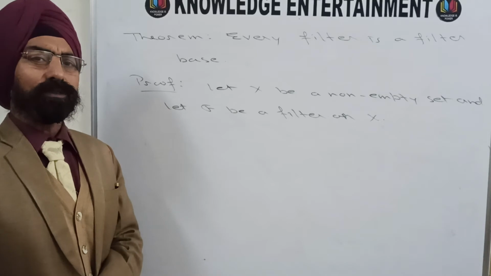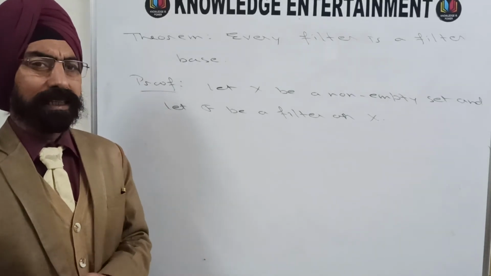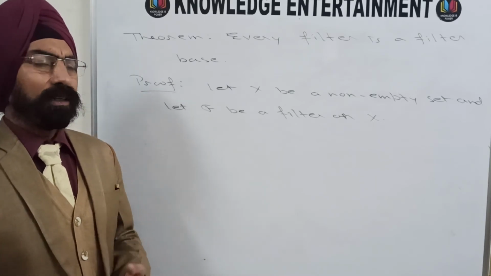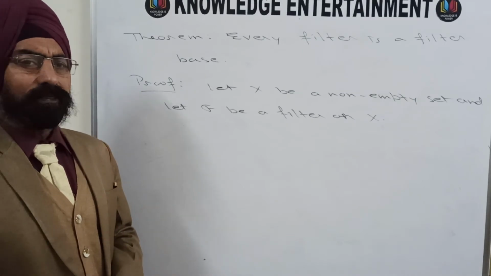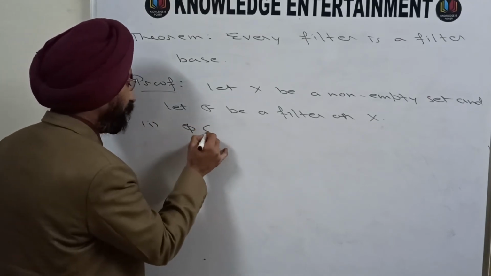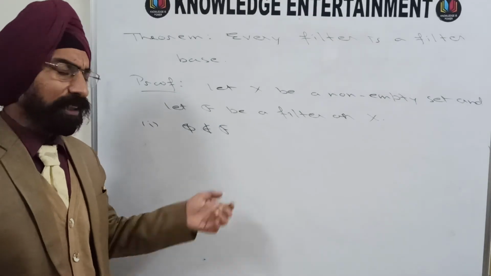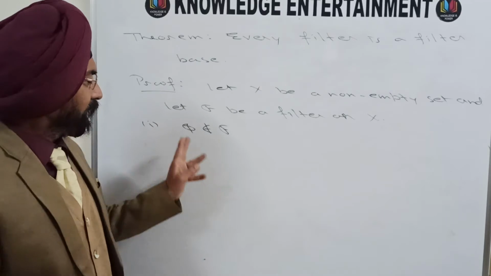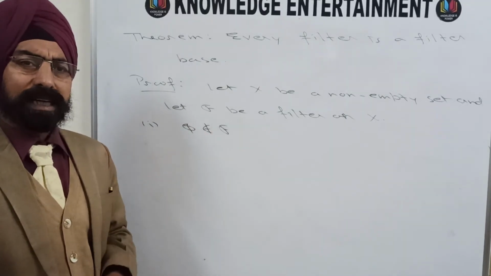And for that we will have to prove two conditions. Number one, that phi does not belong to F, and secondly, if F1 and F2 are two members of F, then there exists a member F of the filter F such that F is contained in the intersection of F1 and F2. So let us see what the first condition says. First condition says that phi does not belong to F. That is required for the filter base. And yes, it is true because F is a filter, and we know that phi does not belong to a filter. So definitely the first condition of the filter base is clear.